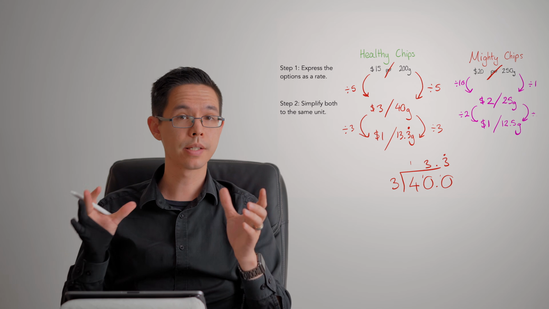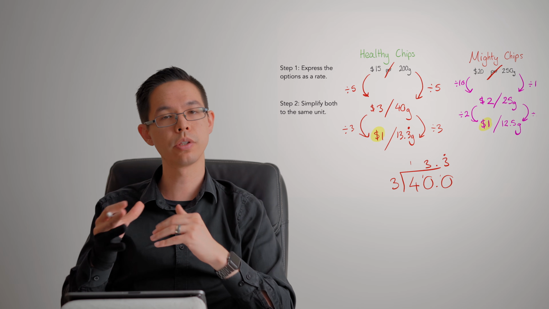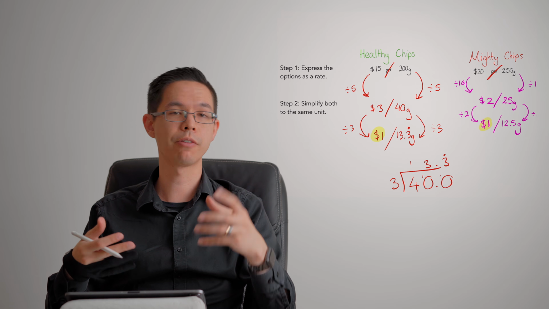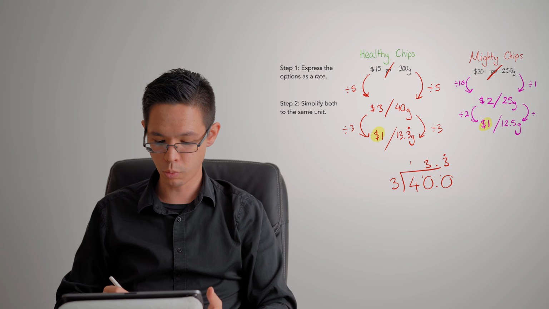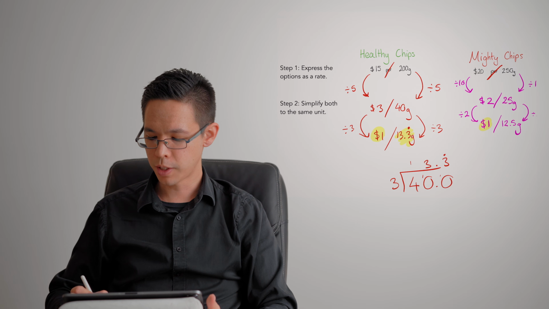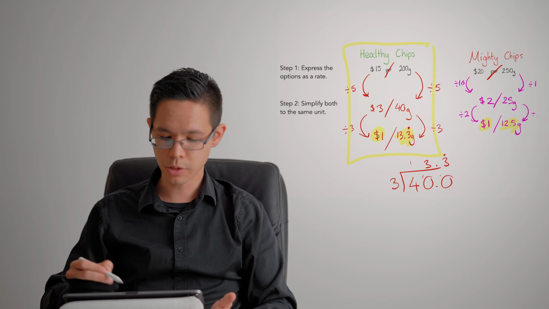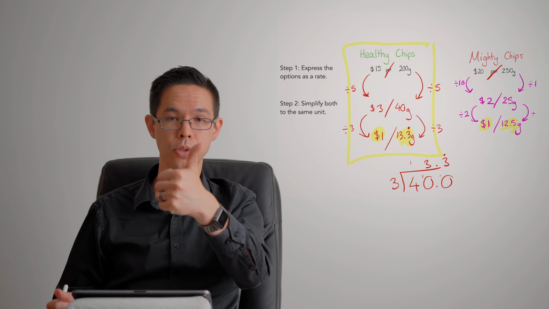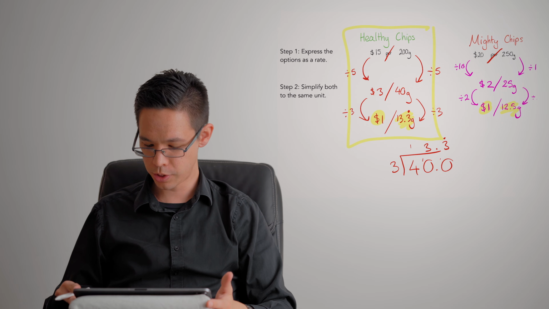Now what we're looking at is something that we can easily compare, because I've reduced the ratio or the rate so that for both, $1 represents how many grams. So would I rather spend $1 to buy 13.3 grams of chips, or would I rather spend the same money and get fewer chips? Well, clearly we can say that the Healthy Chips is the best buy, because not only do you get more chips for your dollars, it's also healthy for you. So that's basically how we do it.